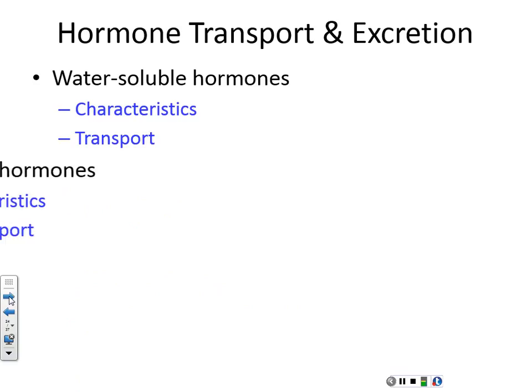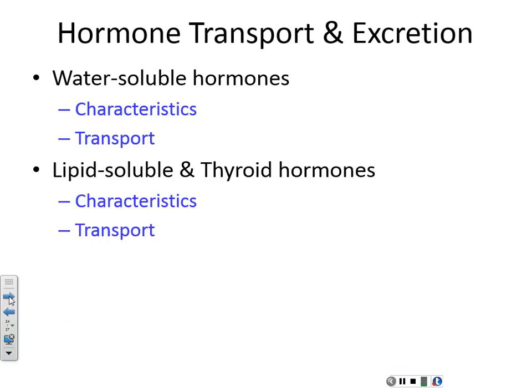So water-soluble hormones are soluble in water, so they're charged particles, and therefore they are easily transported in blood, because blood is an aqueous environment, it's water. Lipid-soluble hormones are only soluble in lipids, and therefore they are transported bound to a protein, to make them soluble, to make them exist in an aqueous environment. So we talk about those things.